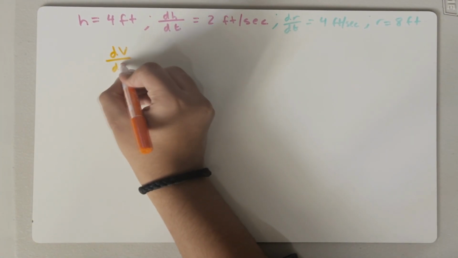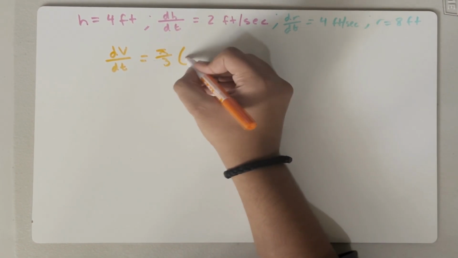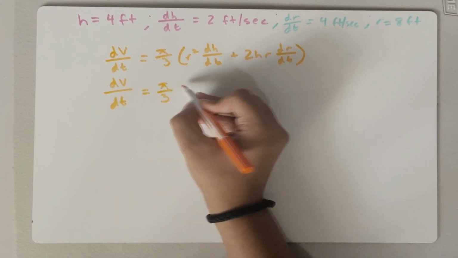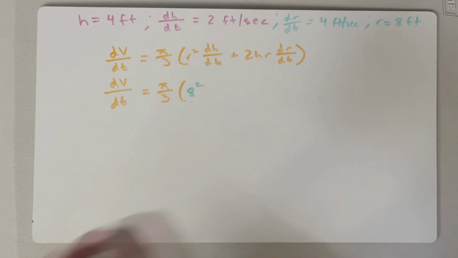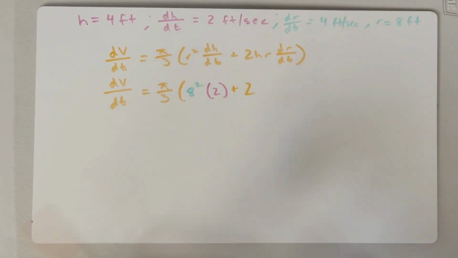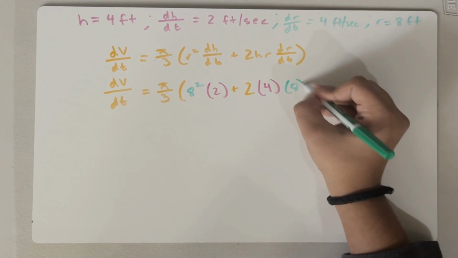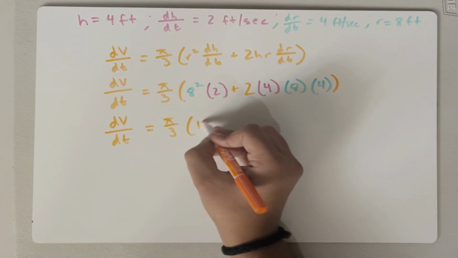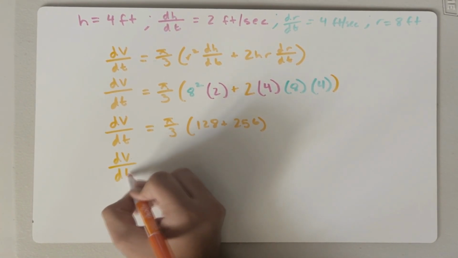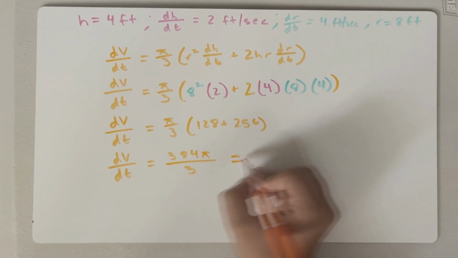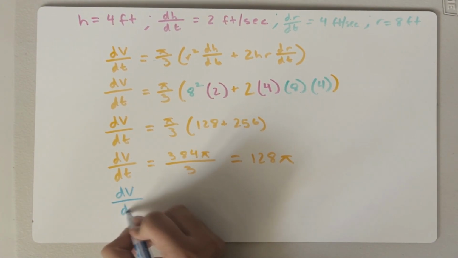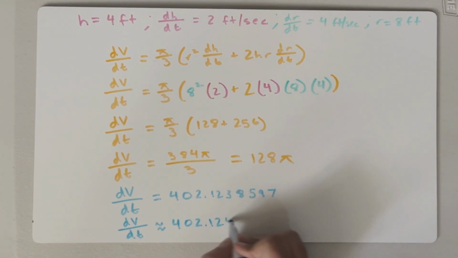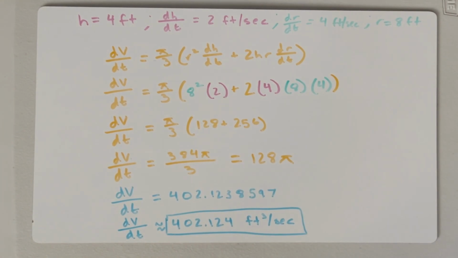Next, we can find the equation we previously made and plug in our given values we found previously. Using simple algebra, we come to a value of dV/dt being 402.1238597 feet cubed per second.